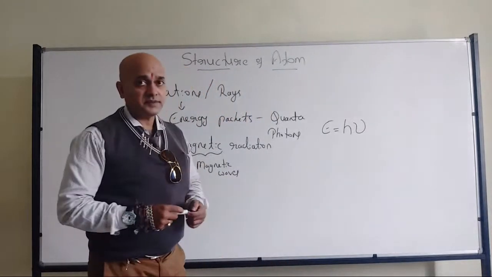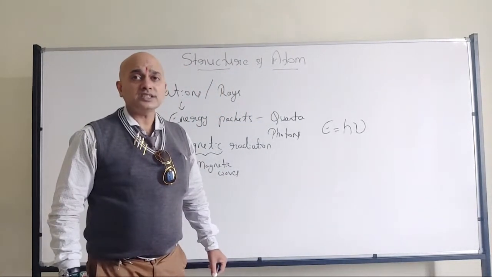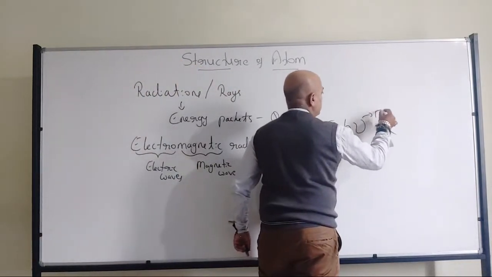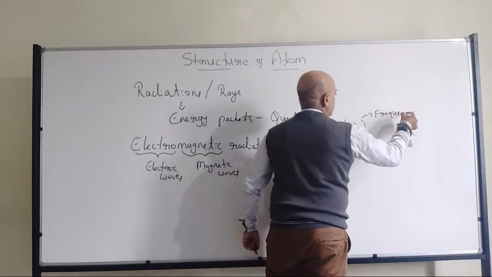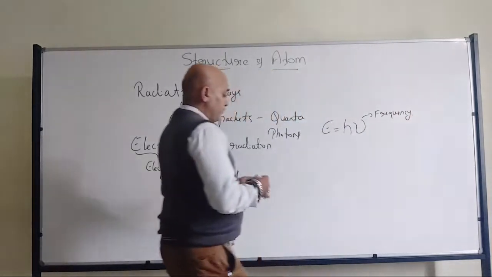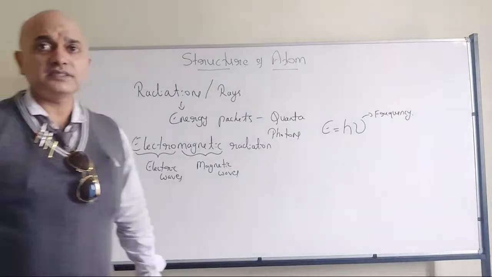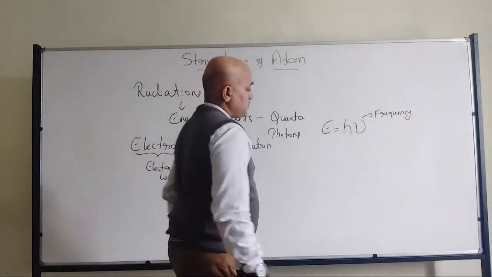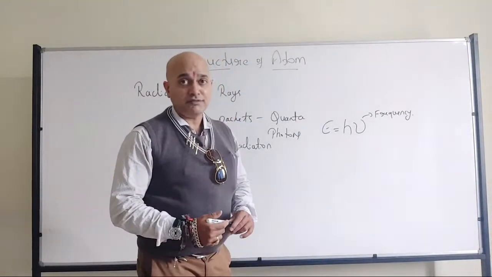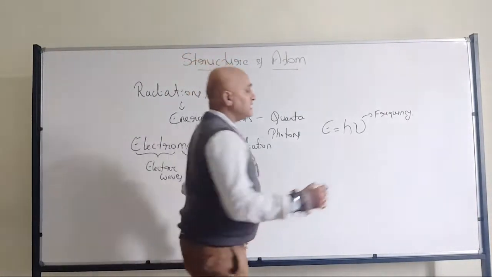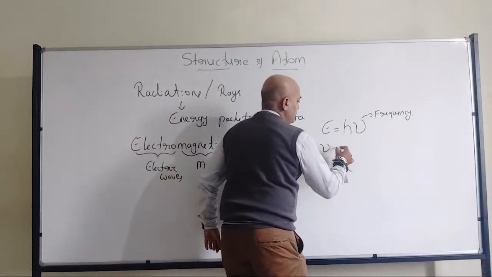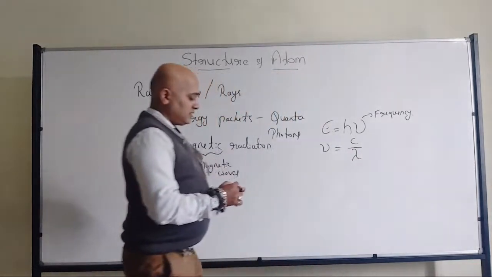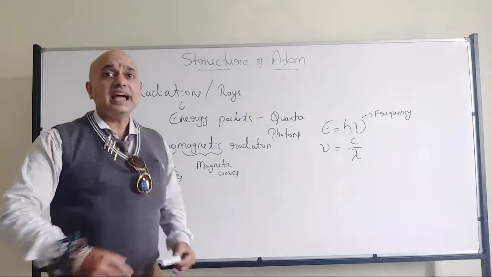h is a constant. So E is equal to h nu, where nu is nothing but frequency. Okay, this is one equation. It is important. E is equal to h nu. Now we have another equation where nu is equal to c by lambda.